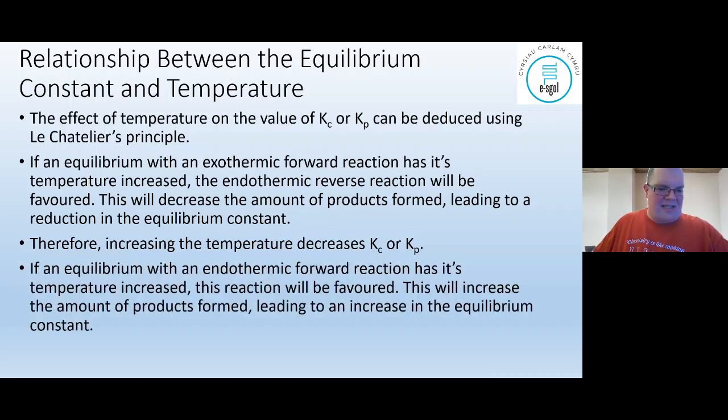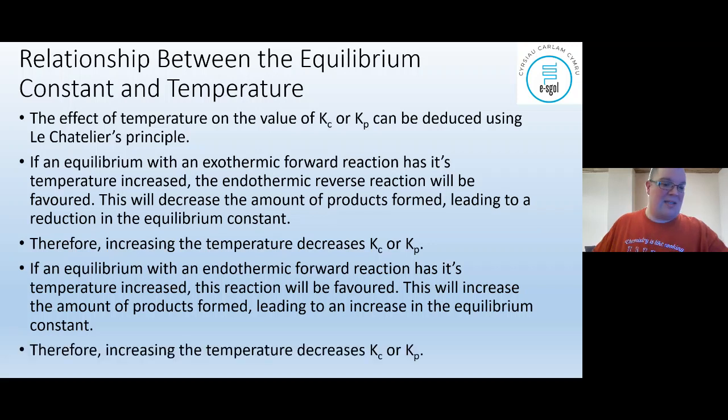Now, if the equilibrium has an endothermic forward reaction, then when we increase the temperature, we increase the rate of the forward reaction, and so we increase the amount of products formed, and so we end up with an increasing temperature increasing Kc or Kp.